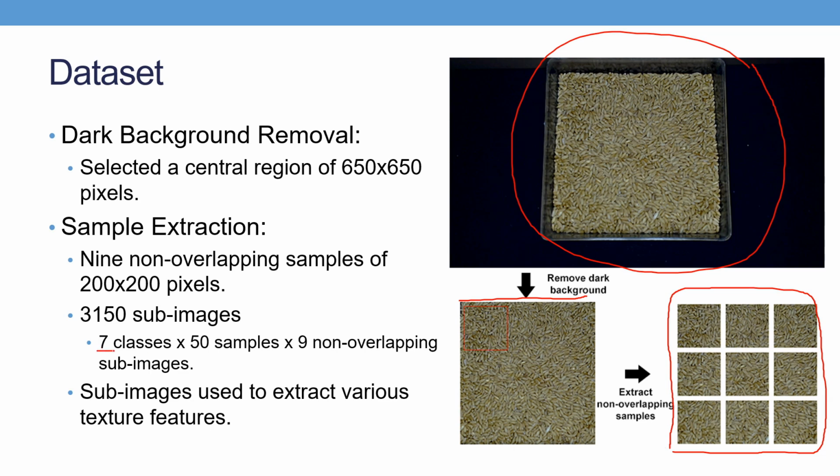So here we have 7 classes. Each class is a wheat variety. Each class has 5 samples, this one, and 9 non-overlapping sub-images. So in total we have 3,150 sub-images or patches, each one with 200 pixel size. We extract the texture features from these patches.